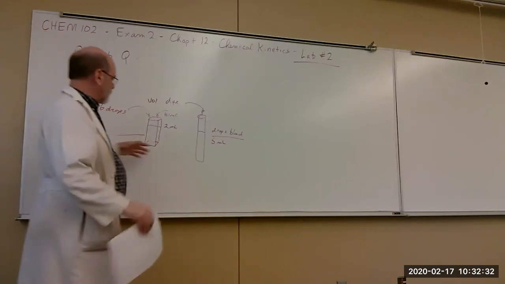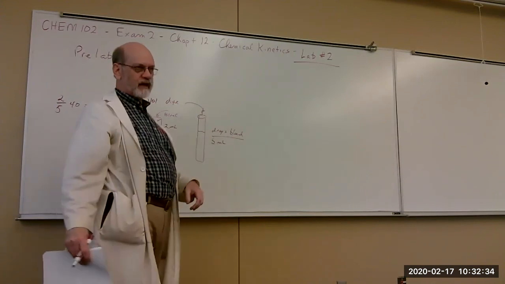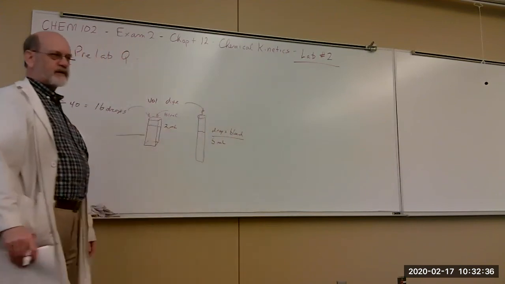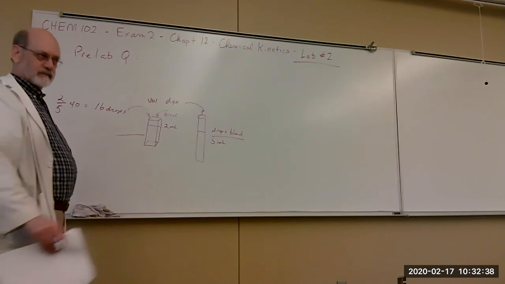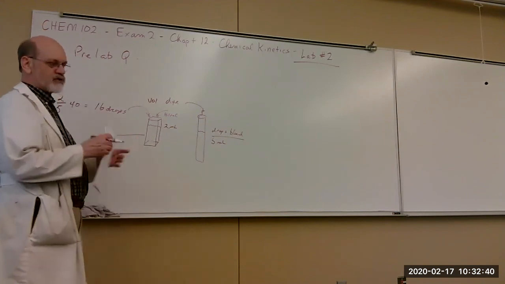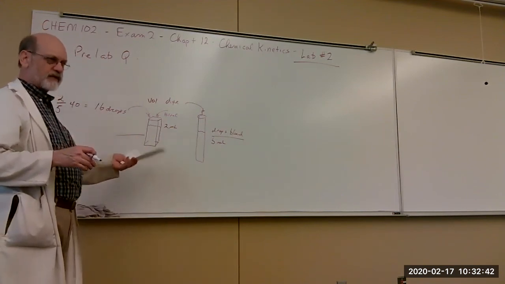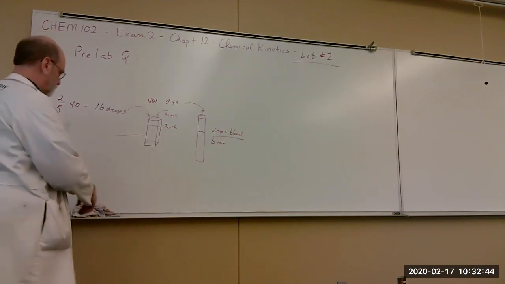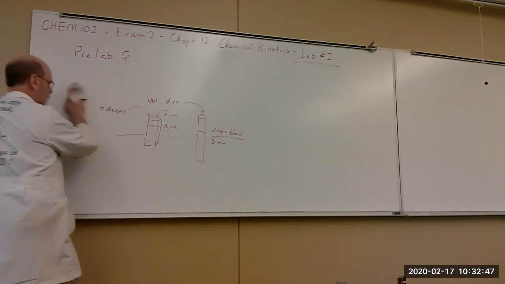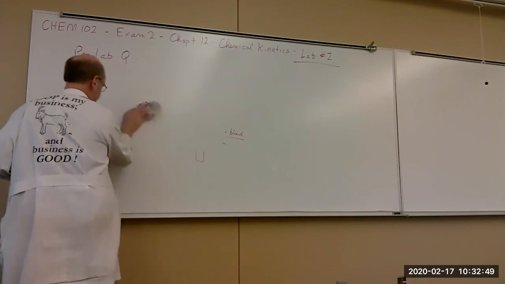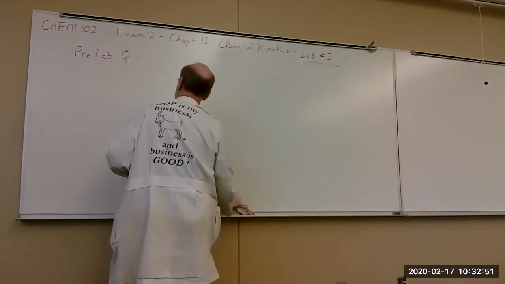Because if you do the mixing in a tube and then you pour it into your cuvette, the reaction's halfway done by the time you get started. Right? So that little change in the method is necessary to get good data.